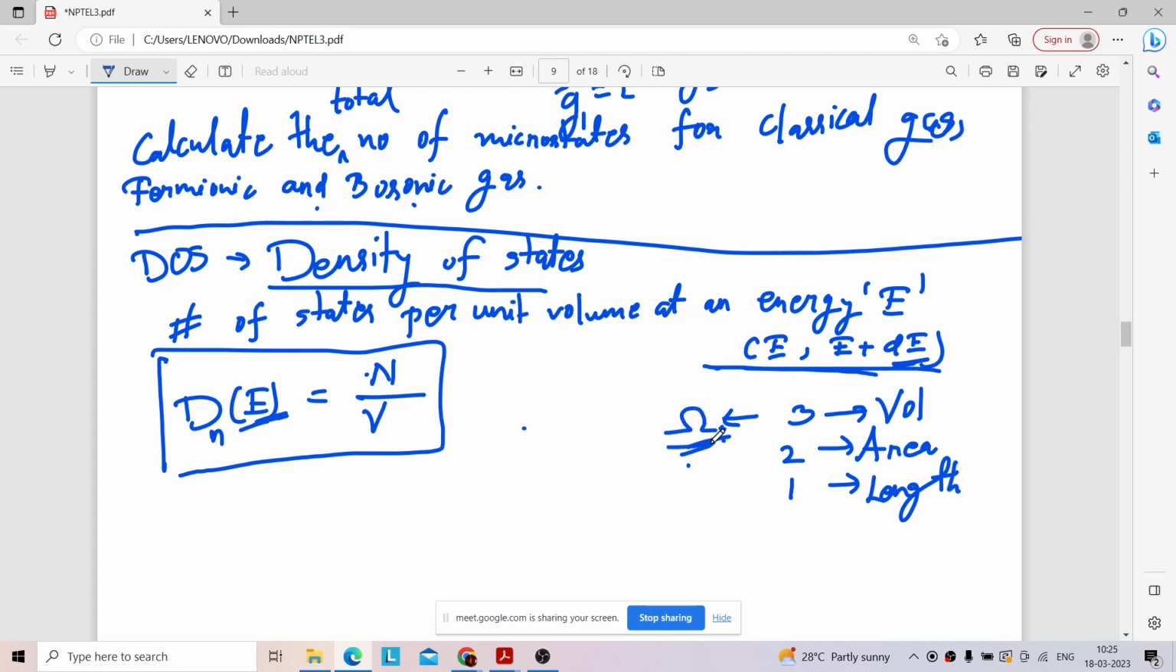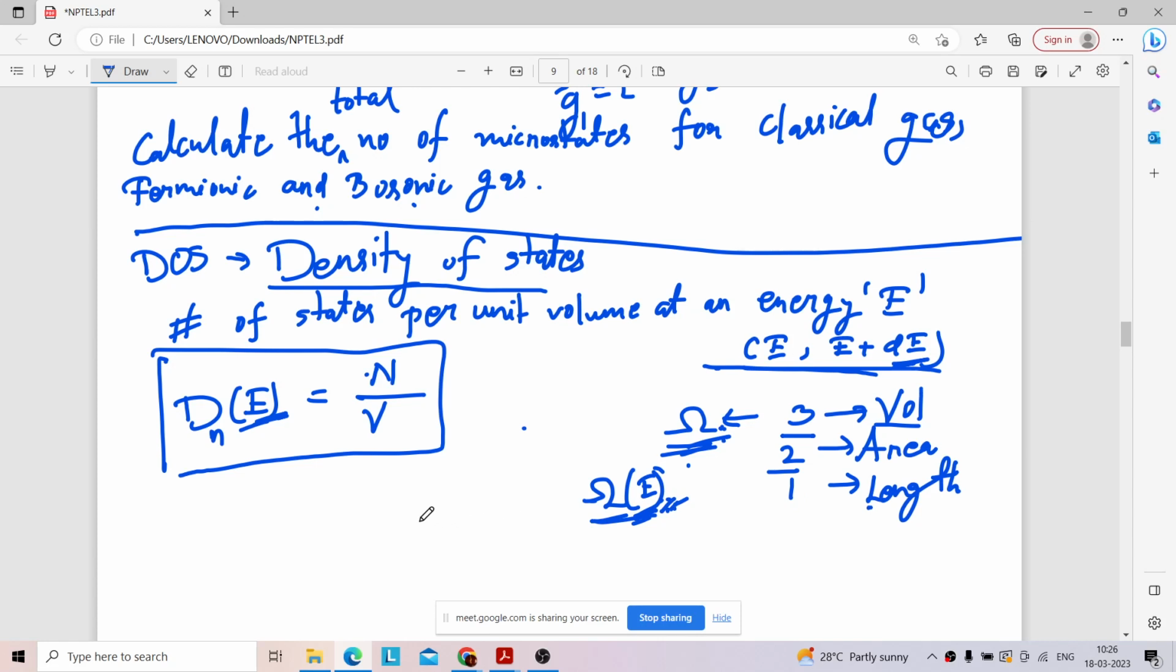This volume means the number of microstates with energy E, and its dimension is volume dimension. For three dimension, it's volume dimension. For two dimension, it's area dimension, and for one dimension, it's length dimension.